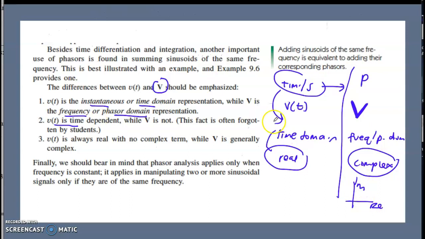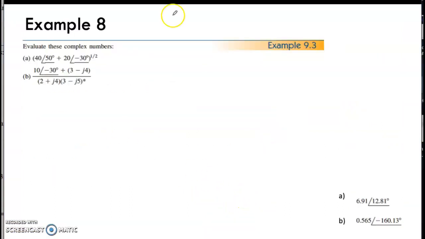When you are going to compare, you see here, phasor analysis applies when the frequency is constant. So when you are going to compare two signals, one is V1 and another one is V2, both need to have the same frequency, cyclic frequency or angular frequency. You can't compare them if they differ.